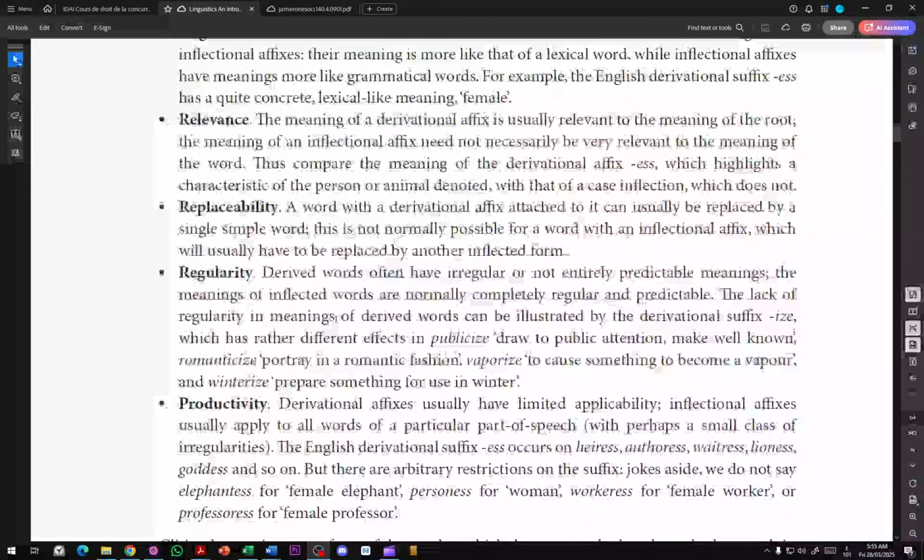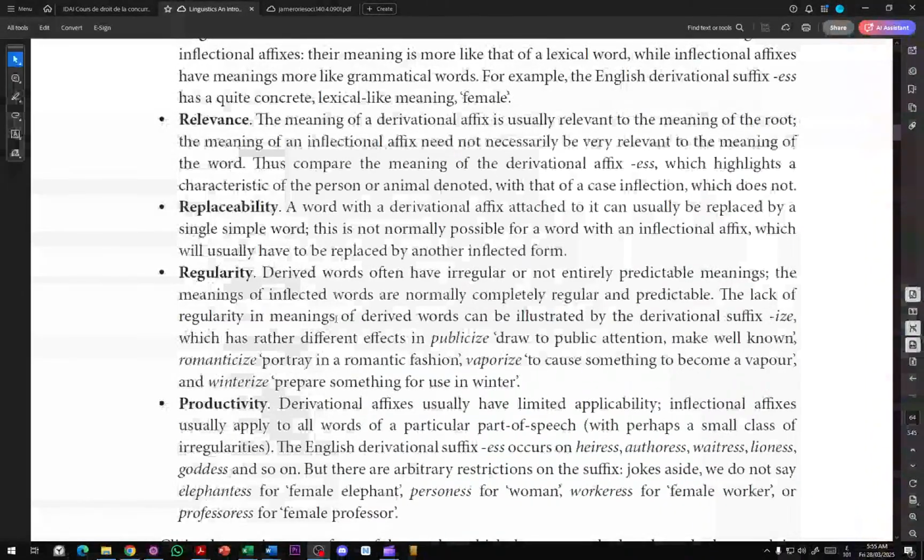Forgot what a part of speech is. Never mind.